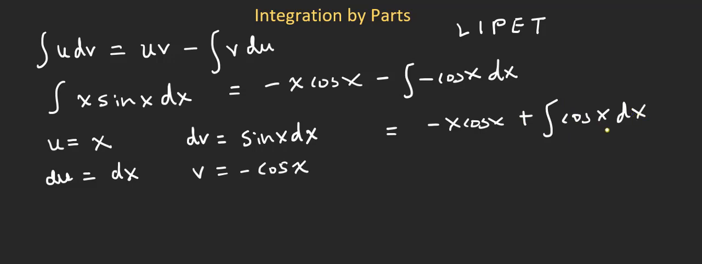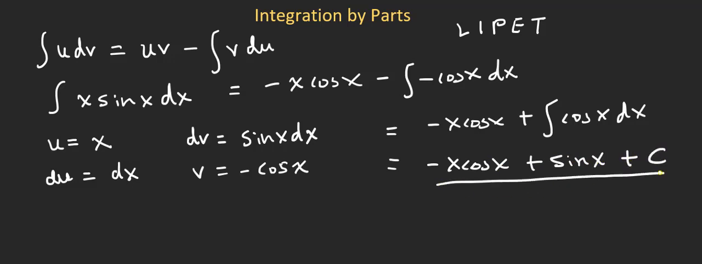And what's the integral of cosine x? That's sine x. So negative x cosine x plus sine x plus c, and that is your answer.